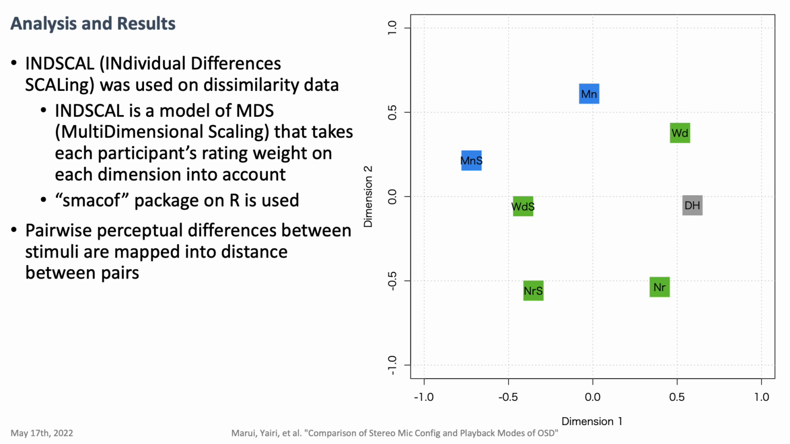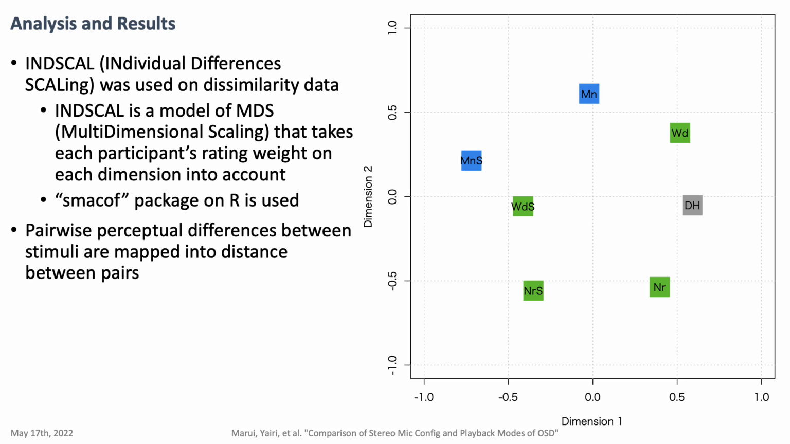Collected data from task 2 and 3 are analyzed. First, individual differences scaling, IND-scale, was used on dissimilarity data. IND-scale is a model of multidimensional scaling that takes participants' rating weight on each dimension into account. We used Smacof package on our statistical software. The result is shown in the plot.